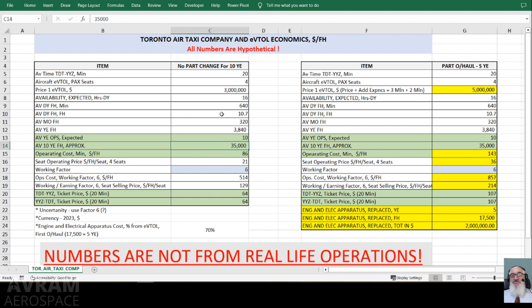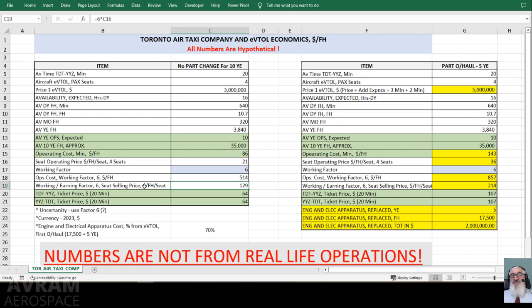Based on these numbers, operating cost is going to be $86 per flight hour, and for our 4 seats, it's going to be $21 per flight hour per seat. Now, when I got this number, I said, based on my knowledge and experience, it's too low, and I'm going to use some uncertainty factor. I called it the working factor, and I'm using the number 6. Why am I using 6? If I have time, I'm going to tell you later. After we apply this working factor 6, we have new numbers. Operating cost is now $514 per flight hour.